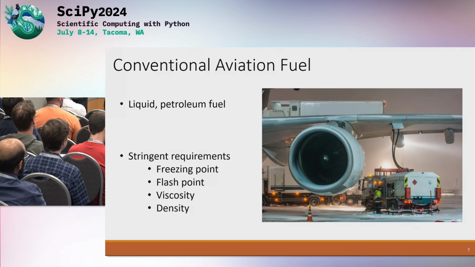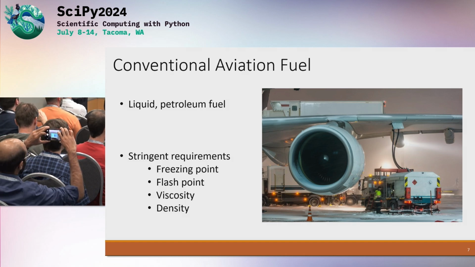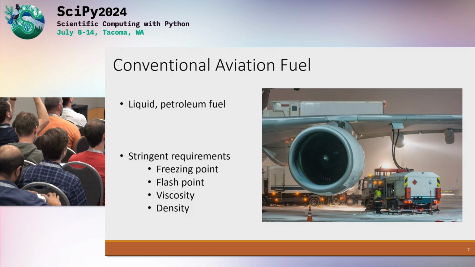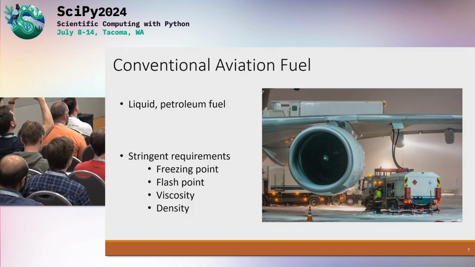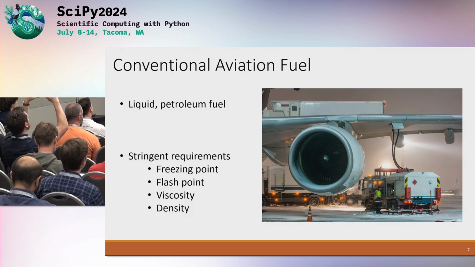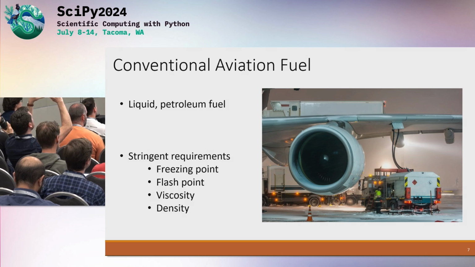We currently achieve energy-dense fuel with conventional aviation fuel. It is a liquid petroleum-based fuel, and most importantly, it has very stringent requirements with properties such as freezing point, flash point, viscosity, and density. And this is to guarantee that your fuel is going to be safe for flight.